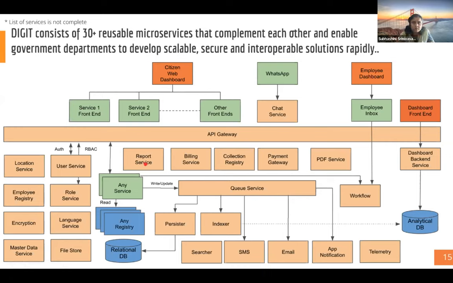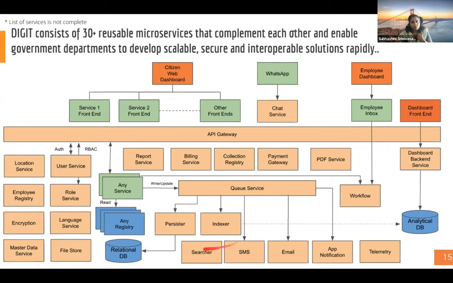Some of the other services that we've got, you can read through this. We've got a report service, billing, collection. We've got a configurable payment gateway. We've got a configurable PDF service that will generate any PDF that you want. The other important piece is workflow. So we've got a workflow service, which is a simple state machine. And typically all government processes involve workflows. And this is a configurable piece that can be composed into any module, any new module that you write.